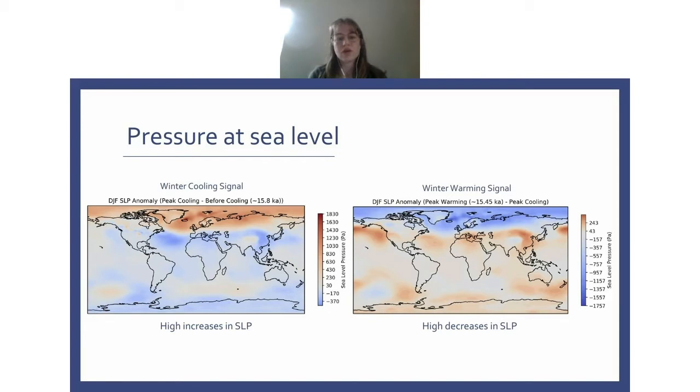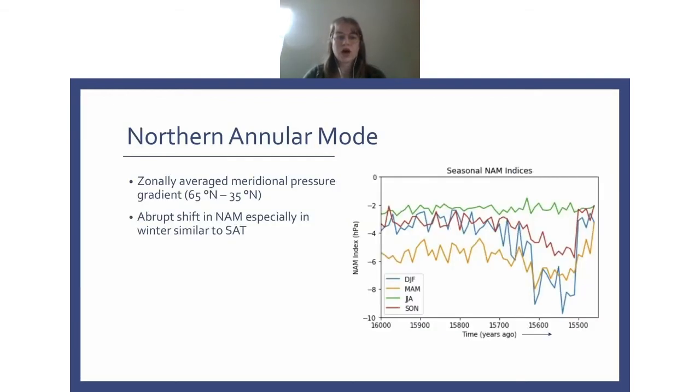And the warming signal, again, kind of just the opposite, but with high decreases in sea level pressure hemisphere-wide. So to investigate this further, I've looked at seasonal northern annular mode indices, and I've chosen northern annular mode as opposed to the North Atlantic oscillation just because we're seeing those hemisphere-wide changes in pressure as opposed to just around the North Atlantic. And so these are zonally averaged meridional pressure gradients between 65 degrees north and 35 degrees north.